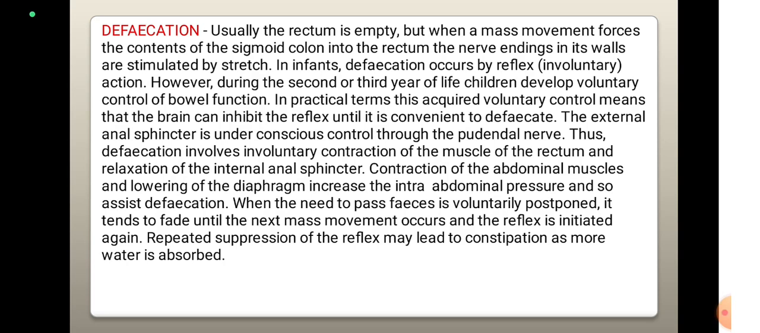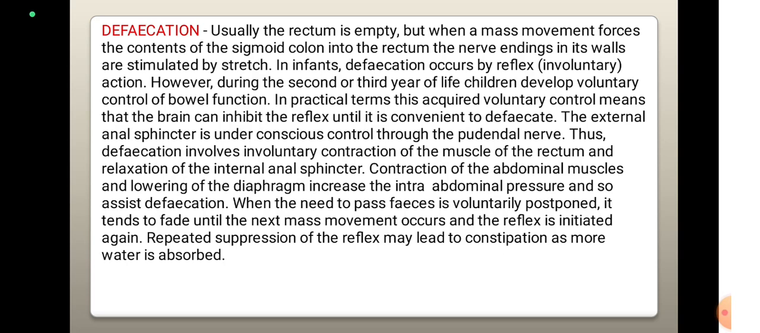to defecate. The external anal sphincter is under conscious control through the pudendal nerve. Thus, defecation involves involuntary contraction of the muscle of the rectum and relaxation of the internal anal sphincter. Contraction of the abdominal muscles and lowering of the diaphragm increase the intra-abdominal pressure and so assist defecation.